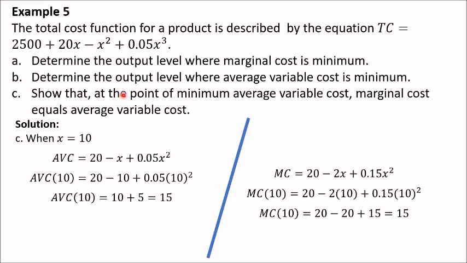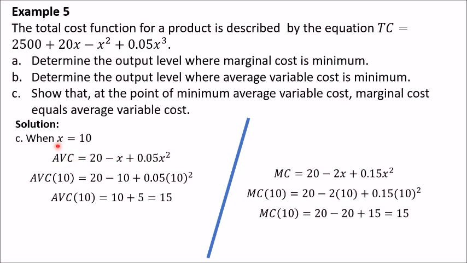Show that at the point of minimum average variable cost, marginal cost equals average variable cost. So, minimum dun sa average variable cost. Okay? So, from our previous formula, we have the ABC. Yung ating average variable cost is this one.